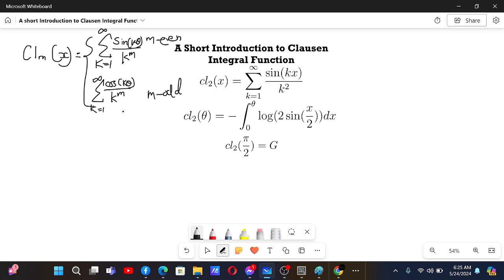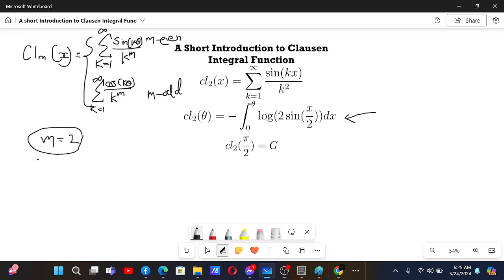Now, the Clausen integral function is a special case of this one where m is equal to 2. And the reason why it's named the Clausen integral function is because it has this nice and quite helpful integral representation that helps us solve a lot of problems. So that's why it's named the Clausen integral function.